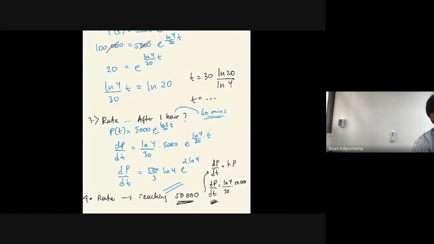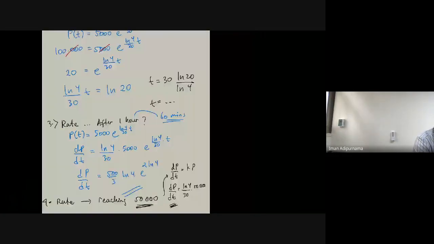I will get back to these sections if we have time and if you need more practice. But let me go to the last section in chapter 3, which is called linear approximation.